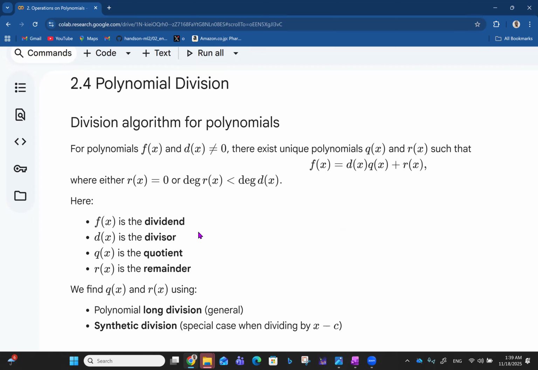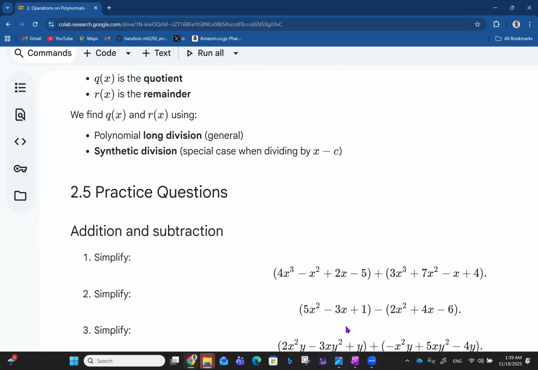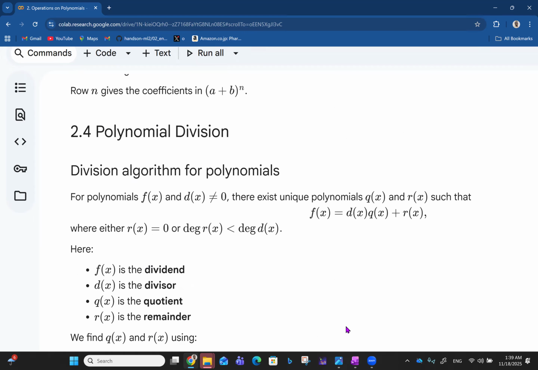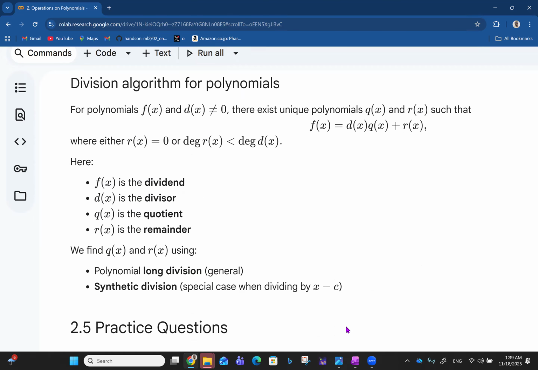Here, f of x is the dividend, d of x is the divisor, q of x is the quotient, and r of x is the remainder. We find q of x and r of x using polynomial long division. That's the general one. And then we can use synthetic division, a special case when dividing by x minus c. I'm going to talk about all of that in the next video, so watch out for it.